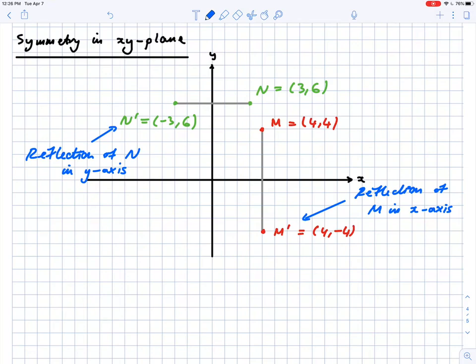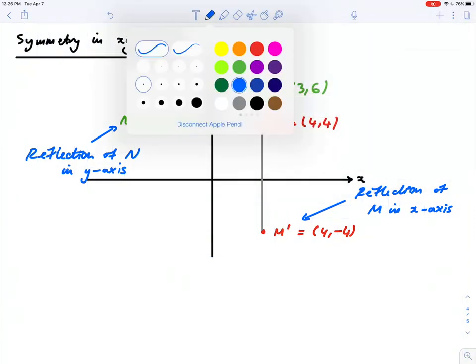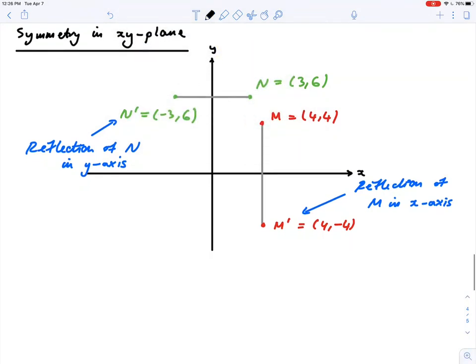Okay, so let's summarize this. Let's remove the paper because we don't really need it anymore. Just a little bit of terminology to describe these. This is how it's done in textbooks, so I think I'll follow it too. M and M prime are said to be symmetric with respect to the x-axis.